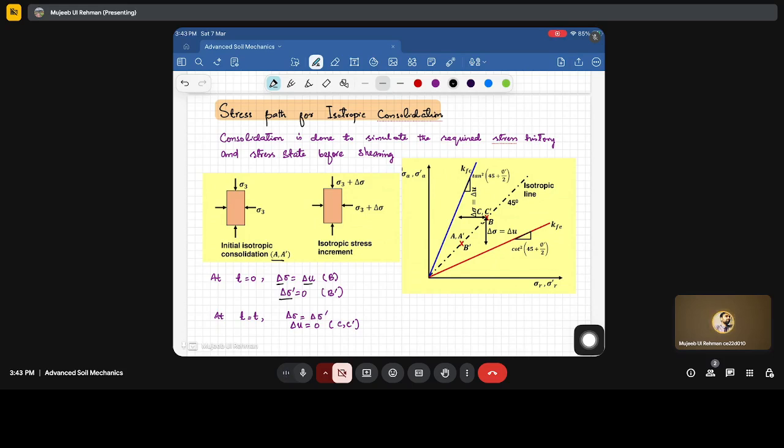From A to B we will have the same increment. We can say A to B represents the total stress path for this stress increment from A dash to this, let's call it B. And for B dash, since the effective stress is 0, the effective stress path is not going to change.